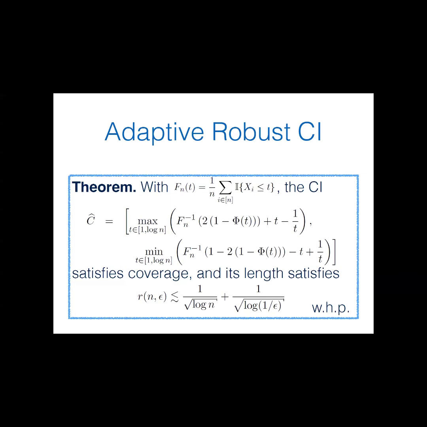Yes, yes. We know that the majority of the data is from normal theta 1.